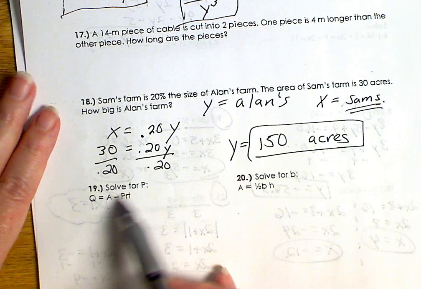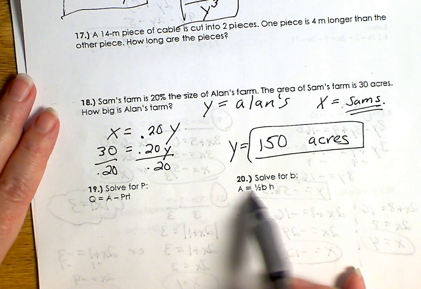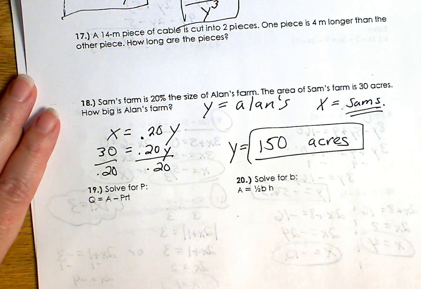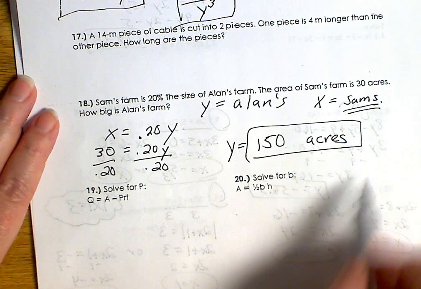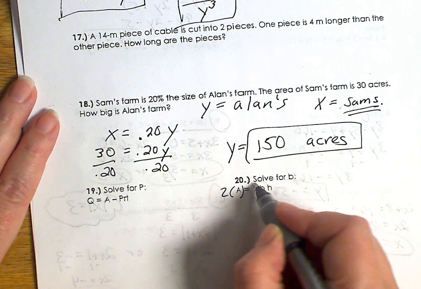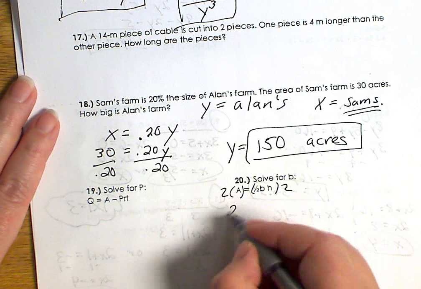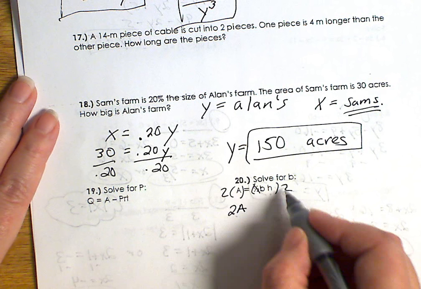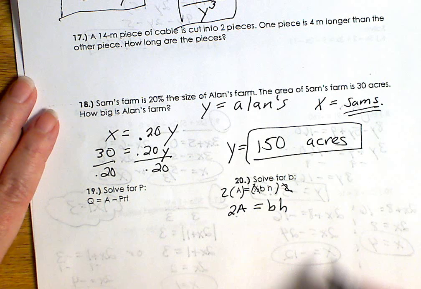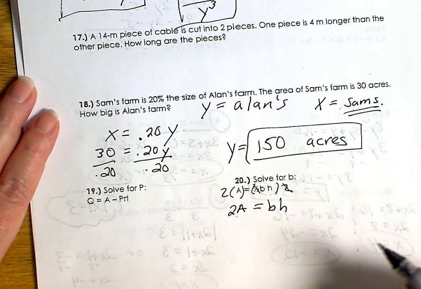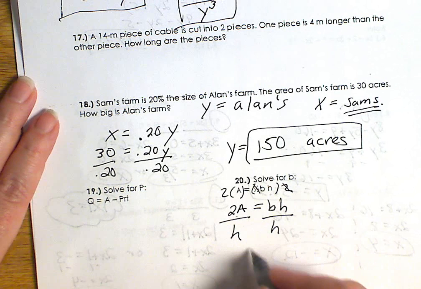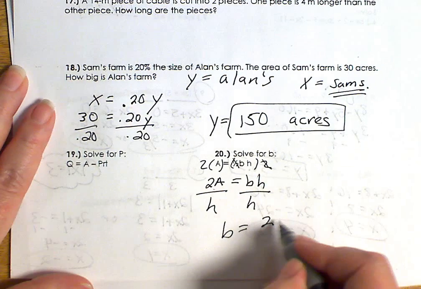When it says solve for P or solve for B, that means you're getting it by itself. What did I tell you you could do to get rid of fractions? Multiply. So on this one, I'd multiply all of it by 2 to get rid of my fraction. I would multiply this side by 2 and this side by 2. 2 times A is 2A. This cancels because 2 times 1/2 is 1, equal to BH. And then I'm solving for B, so I'd divide by H. So B is equal to 2A over H.